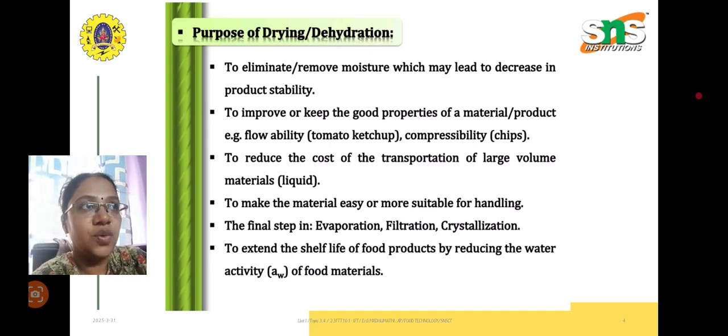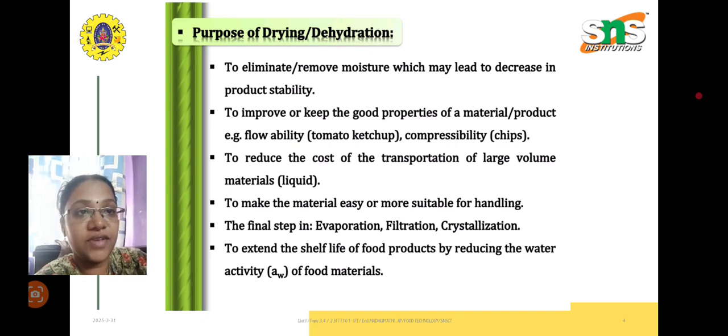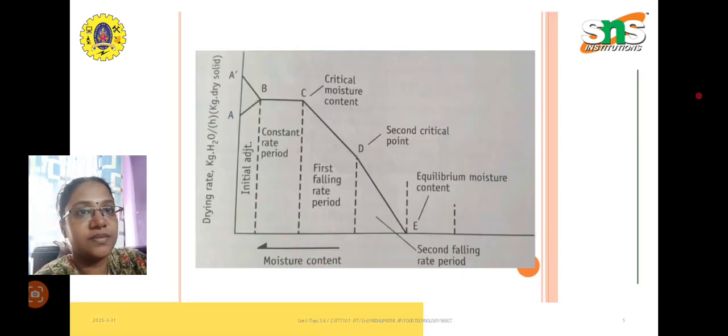So mainly to check the flow of the liquids, we can go in for the drying process to make the material easier or more suitable for handling. And the final step is evaporation, filtration and crystallization. So mainly to extend the shelf life of food products by reducing the water activity of the food materials.